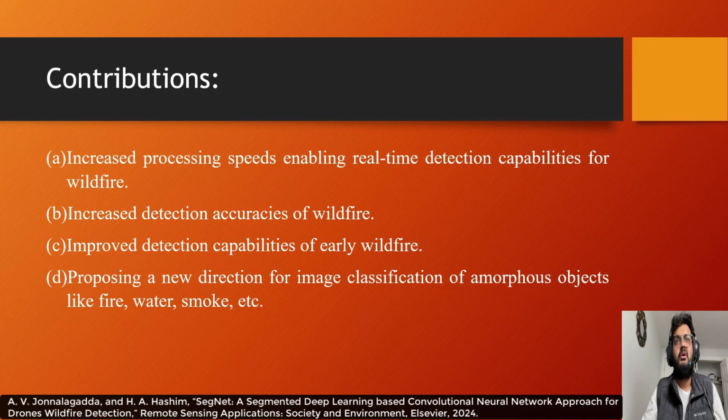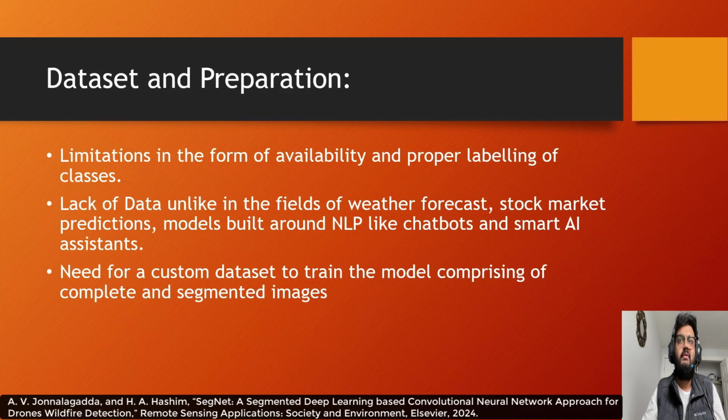Moving on forward, let us talk about the dataset and preparation. Addressing the classification challenge of wildfire detection encounters data limitations, primarily stemming from the availability and proper labeling of classes. Unlike applications such as weather forecasting or stock market predictions, where data sets are relatively abundant, the realm of wildfire detection lacks a comprehensive dataset. Researchers highlight this shortfall, emphasizing the constraint it imposes on employing state-of-the-art techniques.